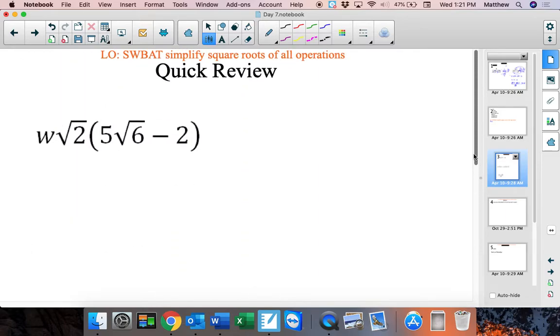So again, looking at this problem, I'm distributing. I've got this term times this term and this term times that term.